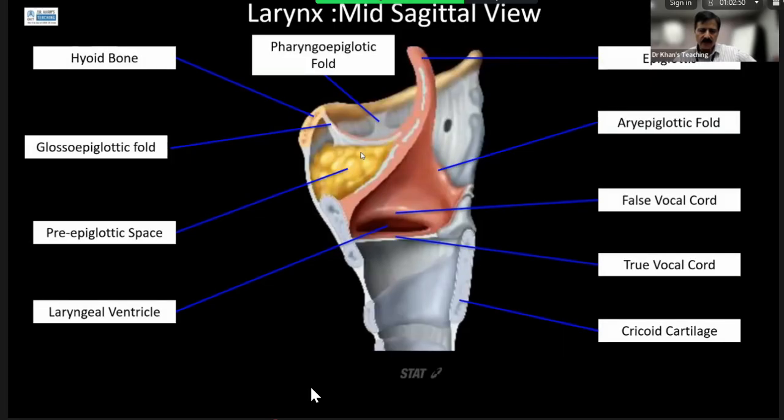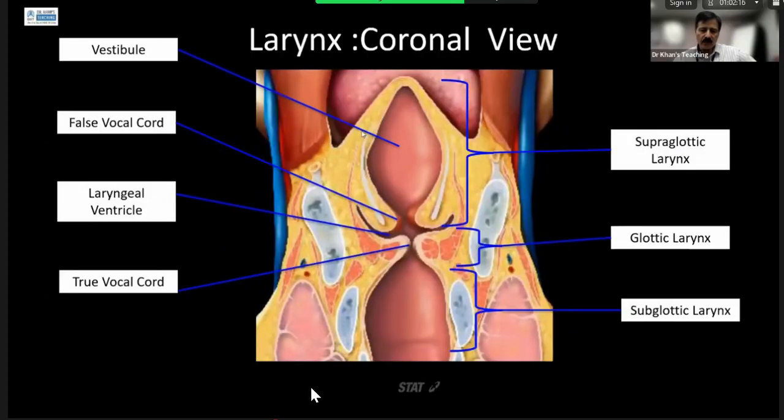Now here, because of this glossoepiglottic fold, the valleculae, right and left, are air-containing structures. They will be part of the hypopharynx. However, this fat, which is the pre-epiglottic fat, is by definition part of the supraglottic larynx. And I told you on the previous diagram that the pre-epiglottic fat is also in continuity with the paraglottic fat.